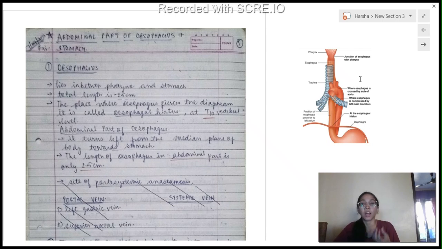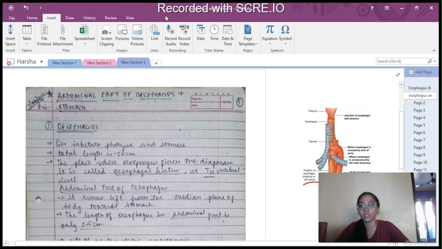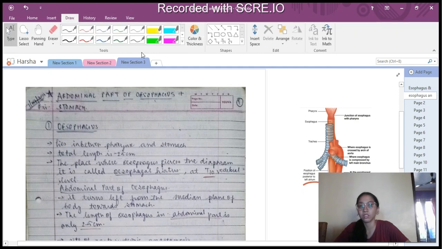It is like a muscular canal or a pipe which brings food and all the liquid materials from the mouth towards the stomach. The esophagus lies in between the pharynx and the stomach, and its total length is 25 centimeters.